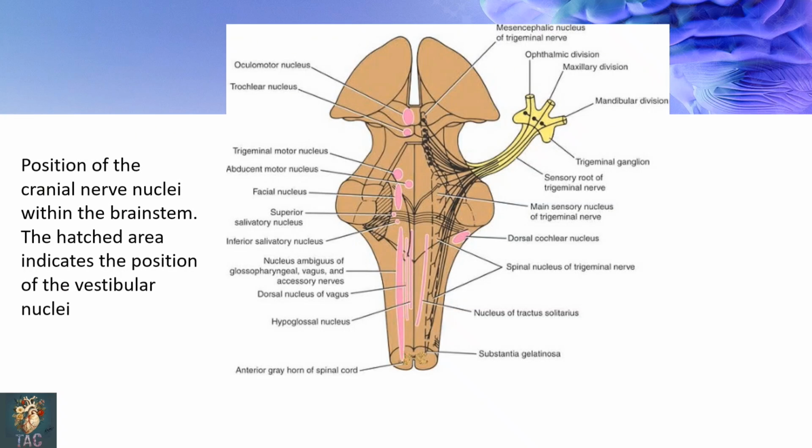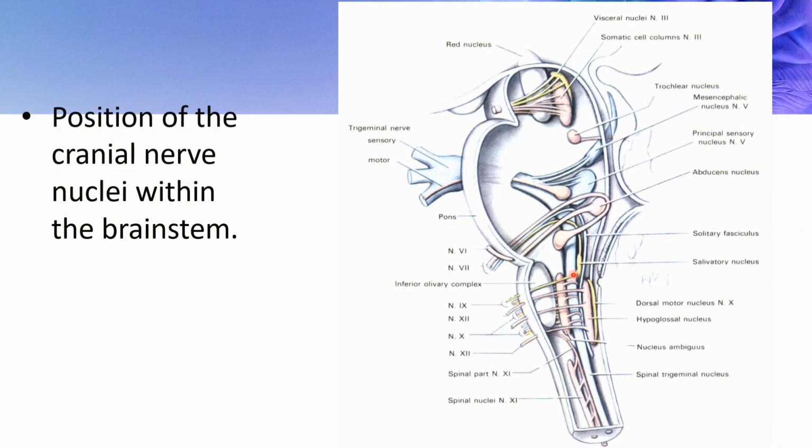This is another section, a side view, showing you the different nuclear complexes present in the medulla and the pons. You can see the most anterior one is the inferior olivary complex. Then over here is the spinal nucleus of the trigeminal nerve, and this one is the nucleus ambiguus. Then this is the spinal trigeminal nucleus. This is the hypoglossal nucleus, and then the dorsal motor nucleus of the 10th nerve.